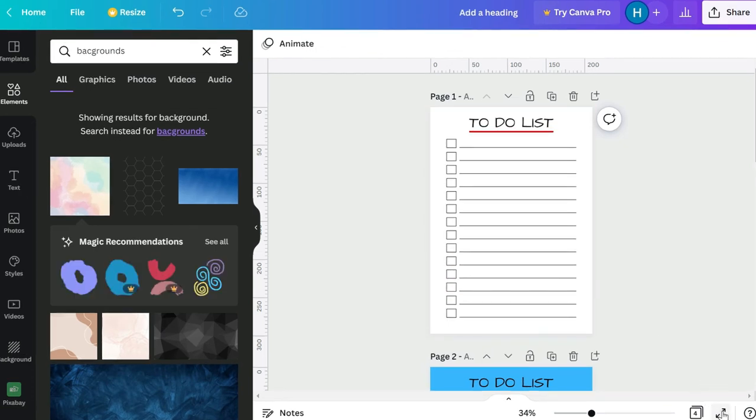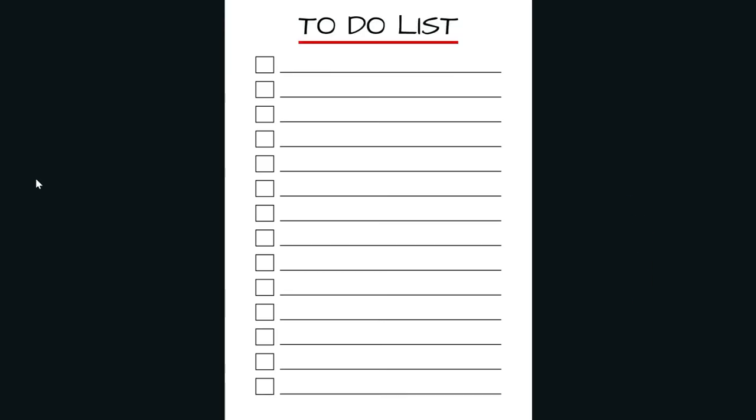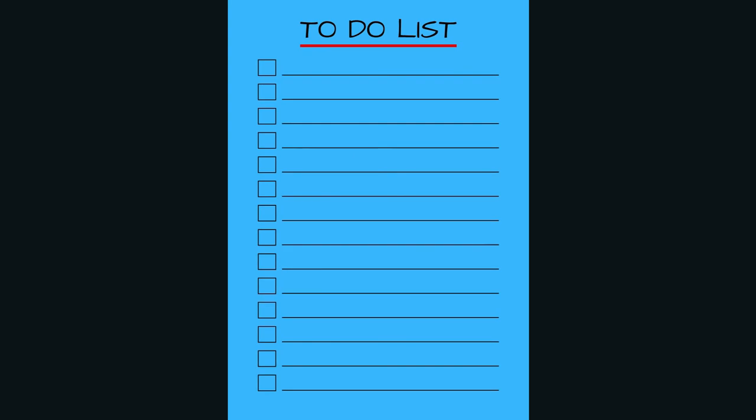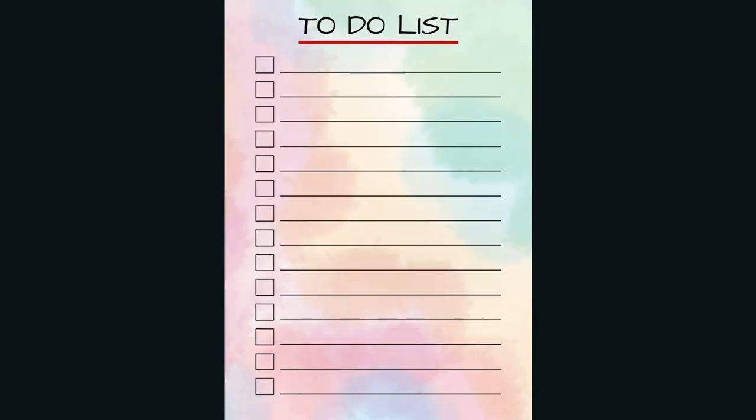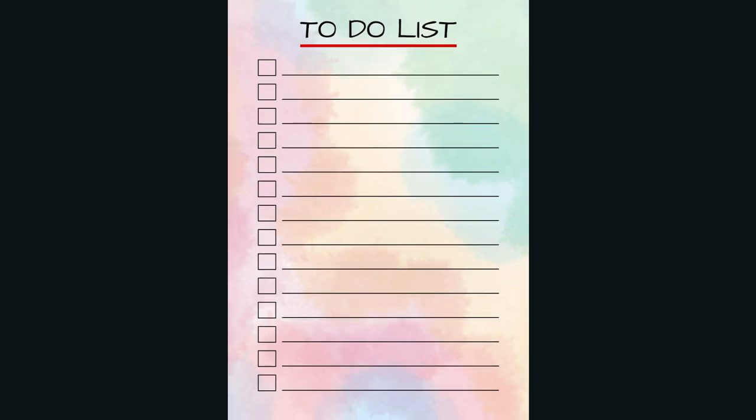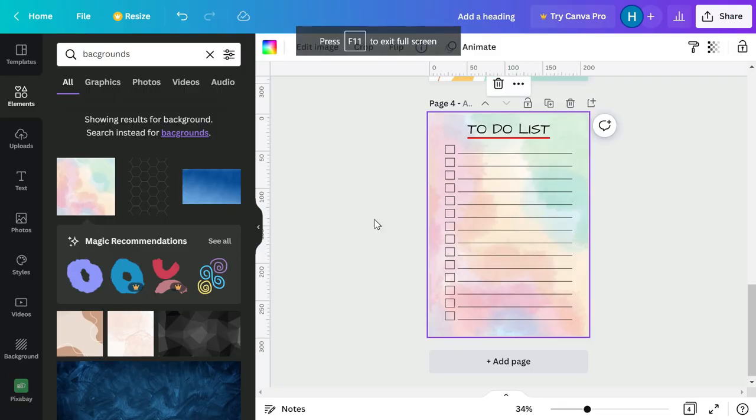So now let me show you the slideshow. This was our first to-do list. We changed the color and made this to-do list with this background, and then we inserted the abstract background behind these to-do lists to make them even more aesthetic. But it depends what kind of to-do list you want.